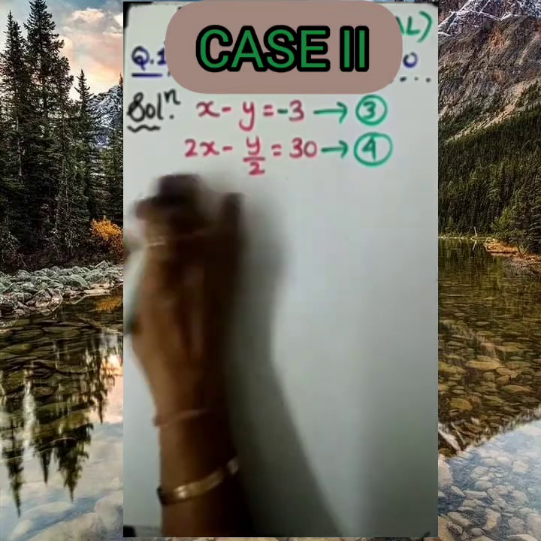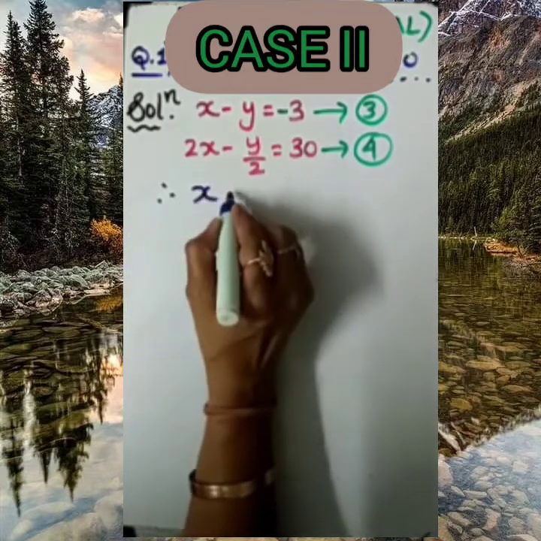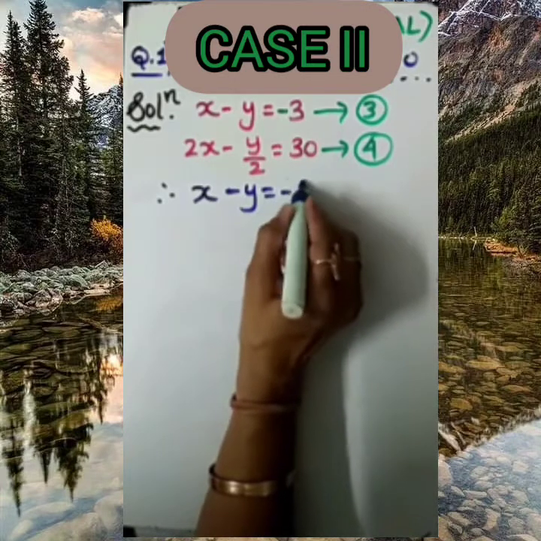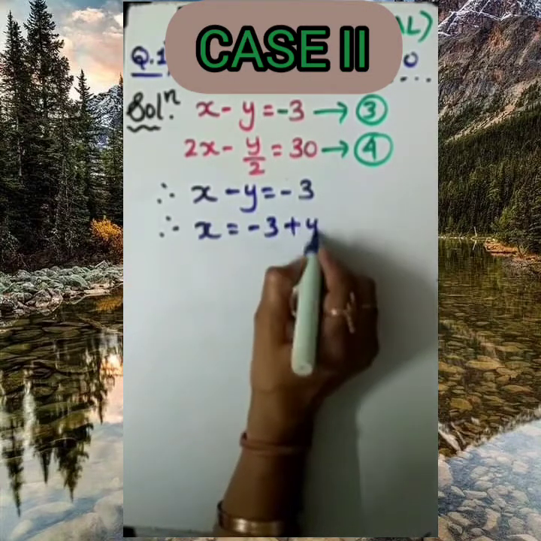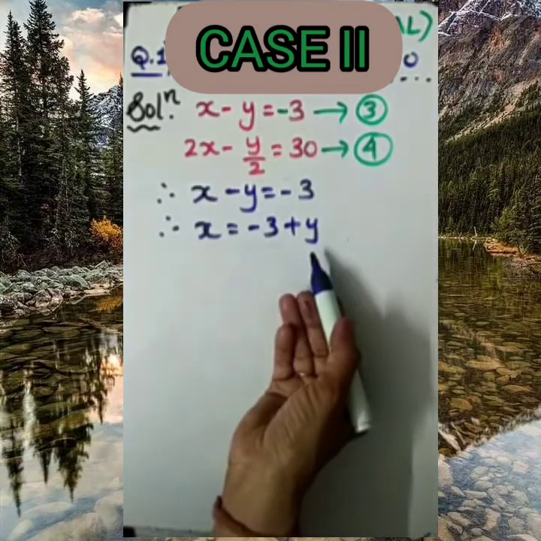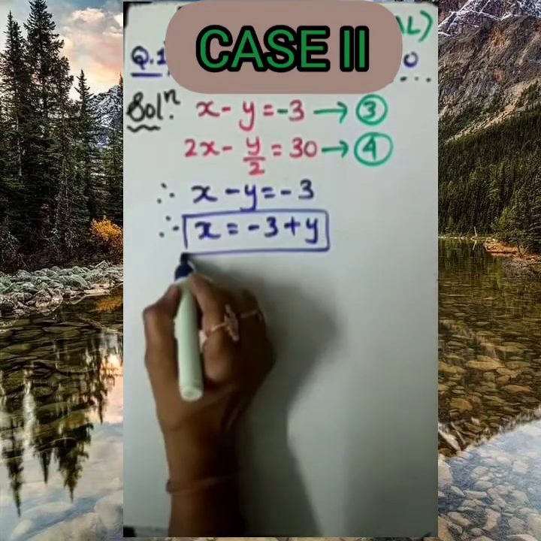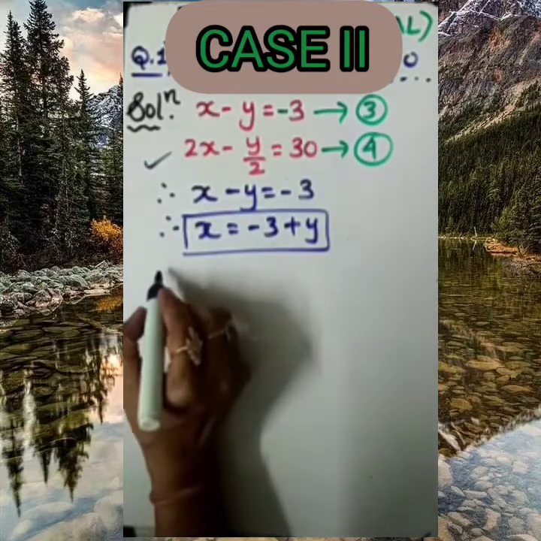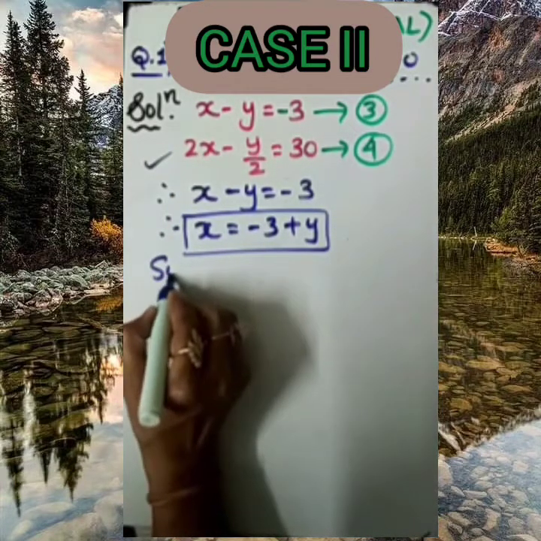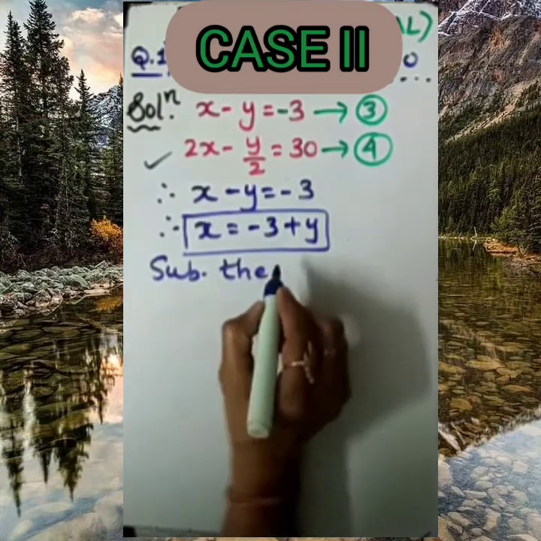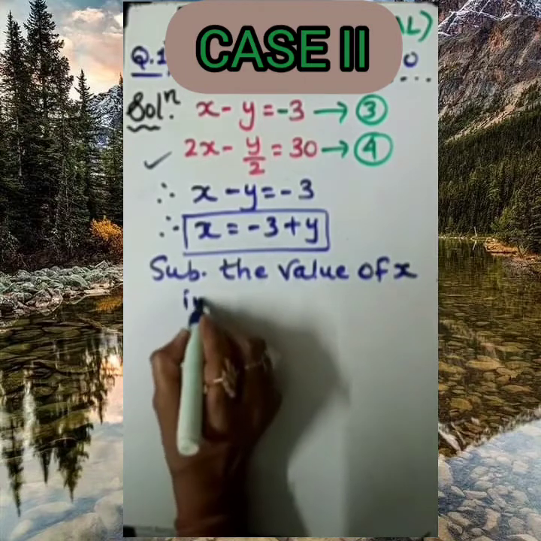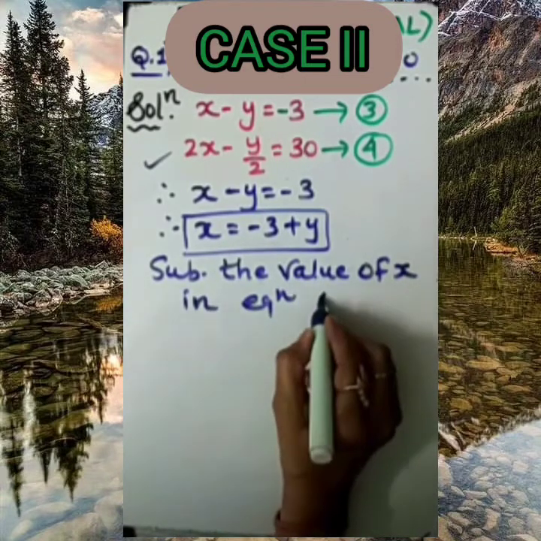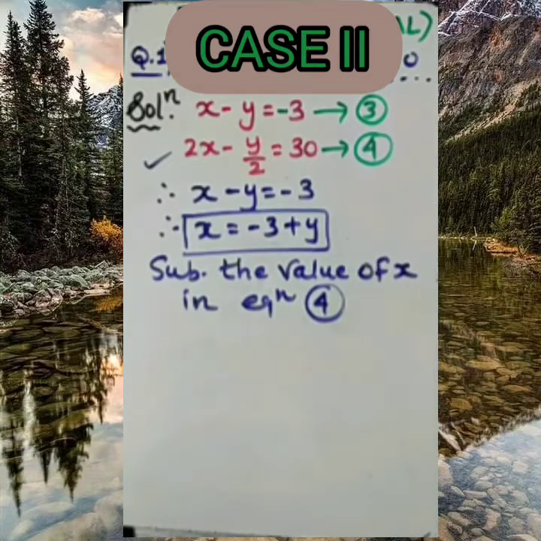Now this time, which type of changes will we have? Suppose I am using this equation 3, then x will be minus 3, it will become plus y to this side. Fine. Now this value I am going to put in equation number 4. So I need to write it here, substituting the value of x in equation number 4. Clear to you?